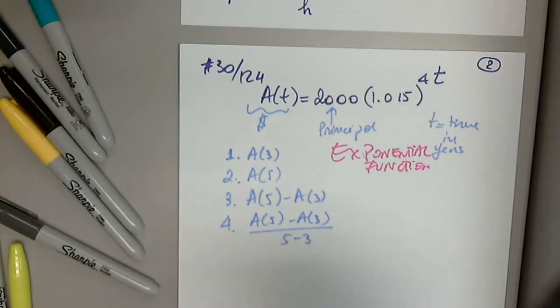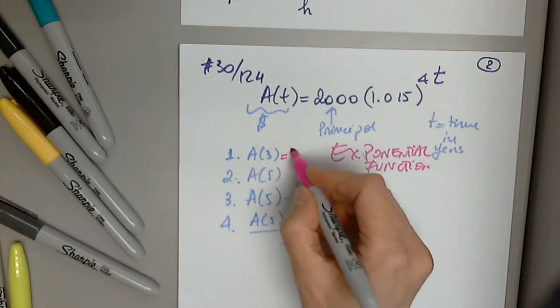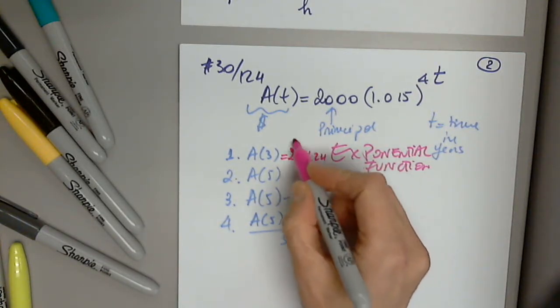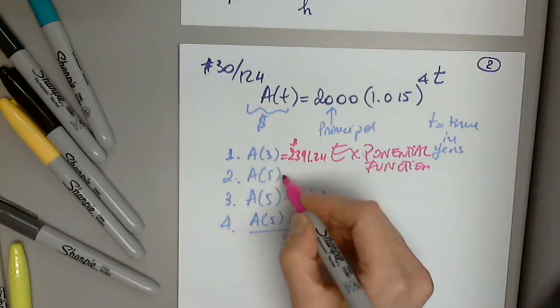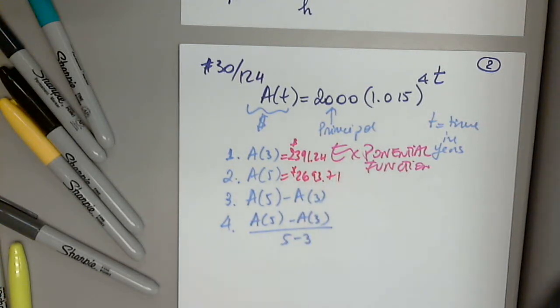So for the first answer, we get, and you should highlight it, go to the right and go up because of cents. So 2391.24. The next one is 2693.71. So what did we just do? We evaluated the function for 3 and 5. You went to y equals, and put the function in, and then went to second and table, and plugged in 3 and 5.